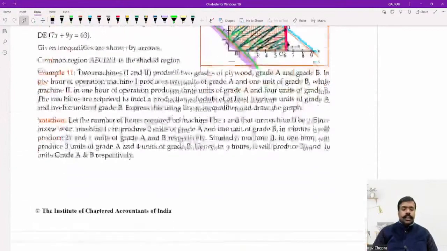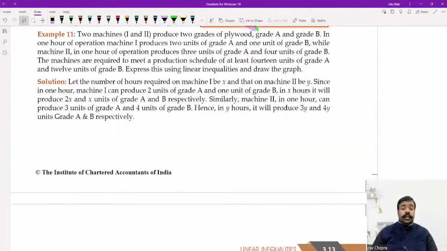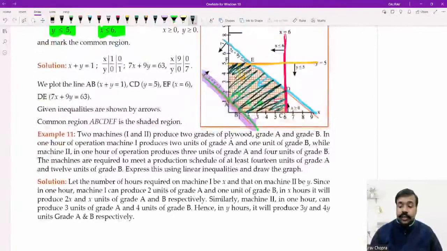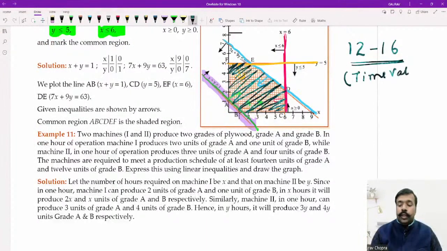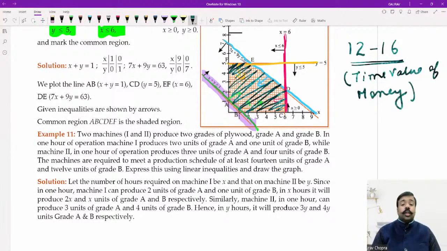So basically this chapter is a small chapter, and the next which we are going to take is one of the most important chapters. The next chapter will be most important, and its weightage is 12 to 16 marks. One single chapter having the weightage of 12 to 16 marks, and that chapter is time value of money. So it will be the most important chapter.